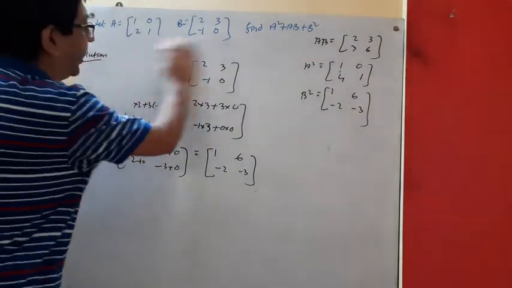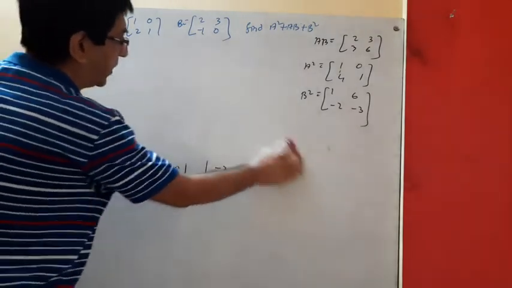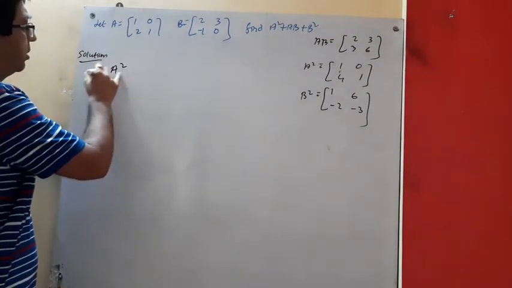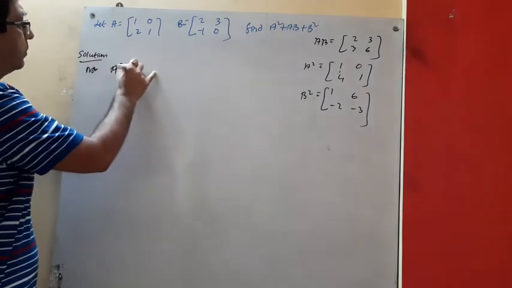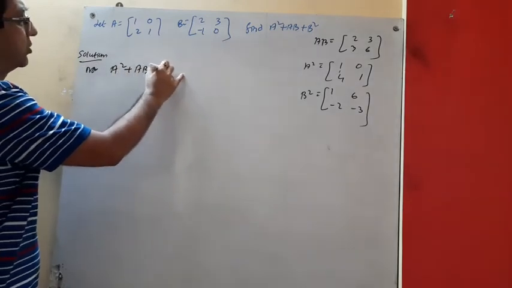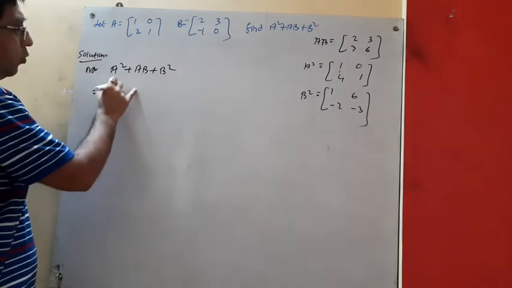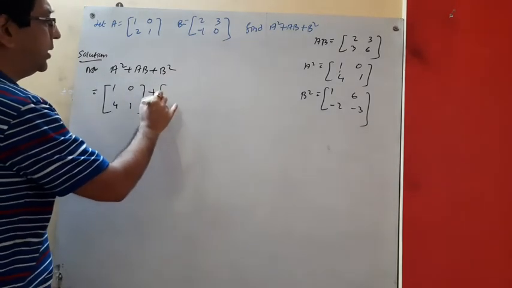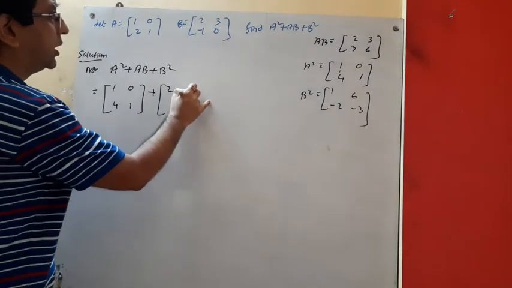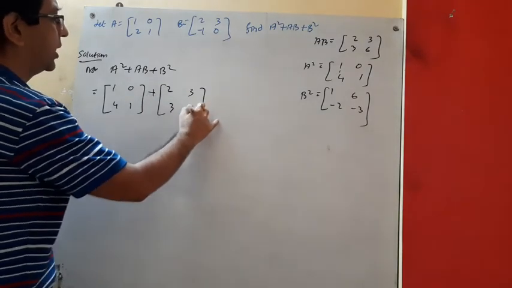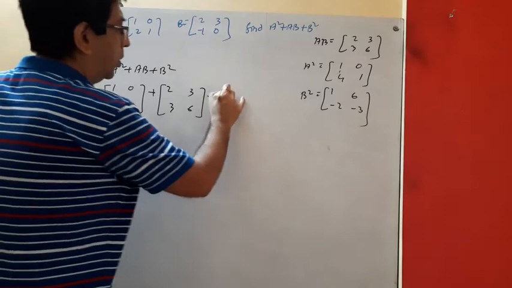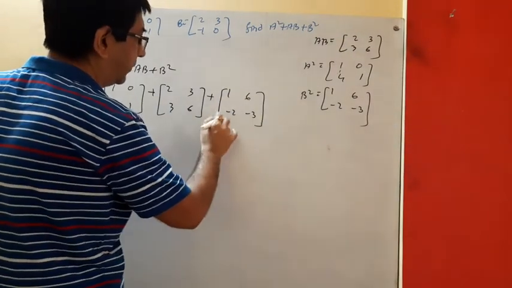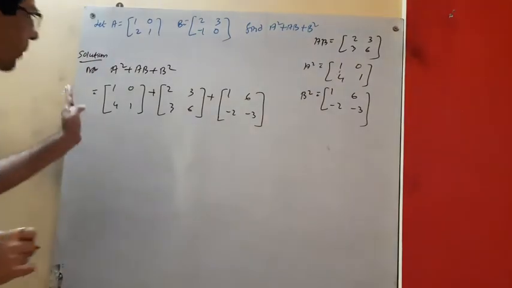Now what will I find? I will find A square plus AB plus B square. So A square is [1 0; 4 1], plus AB, which is [2 3; 3 6], plus B square, [1 6; -2 -3], right? Now we have to add.